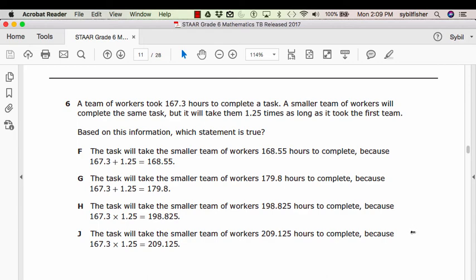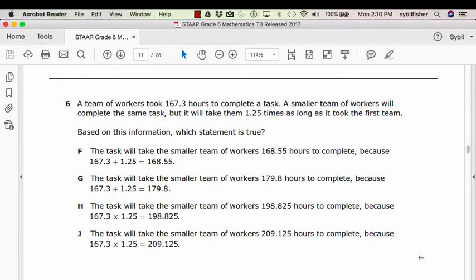The task will take the smaller team of workers 168.55 hours to complete because 167.3 plus 1.25 equals 168.55. Or G, the task will take the smaller team of workers 179.8 hours to complete because 167.3 plus 1.25 equals 178.8.